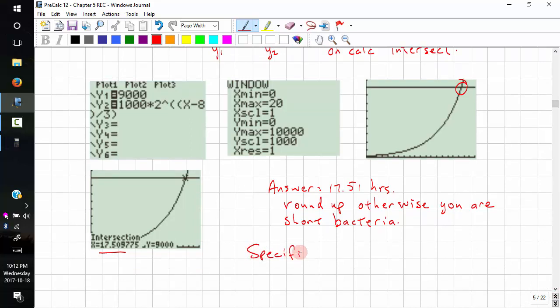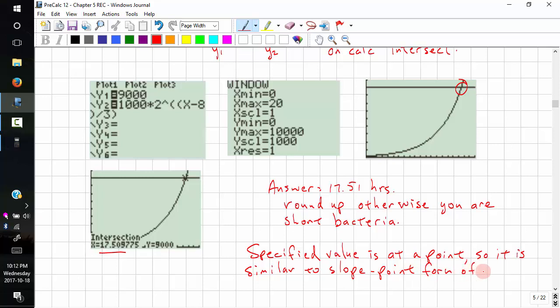Specified value is at a point. So it is similar to slope point form, which I mentioned before. So if you don't recall slope point form, please watch the additional video on slope point form.